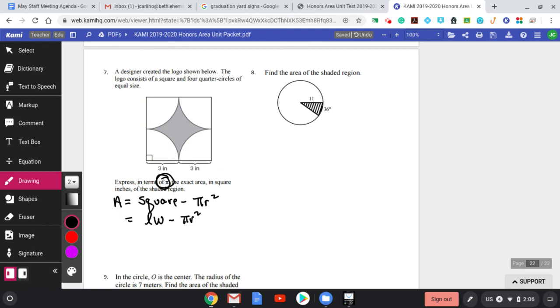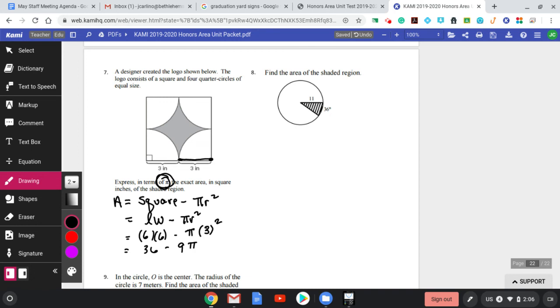So it's going to be length times width minus pi r squared, the full circle. It looks like the length is 6 and the width would also be 6 because it's a square. So 6 times 6 minus pi times the radius. Take a look: that would be the center of the circle and then drawn out to an endpoint on the arc. There's your radius right there. It's 3 squared. I get 36 here minus 9 pi, because 3 squared is 9.